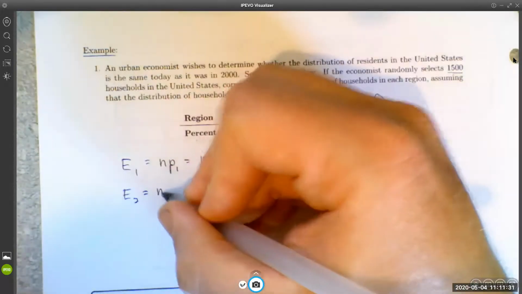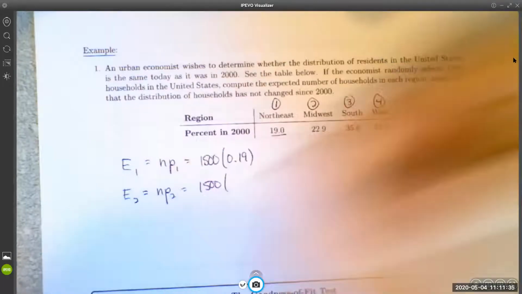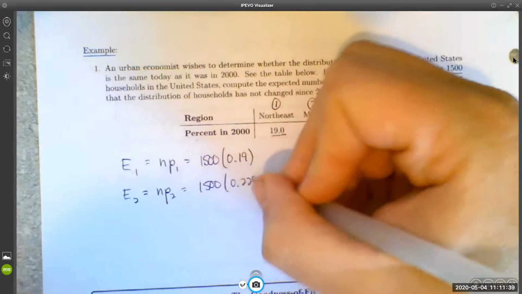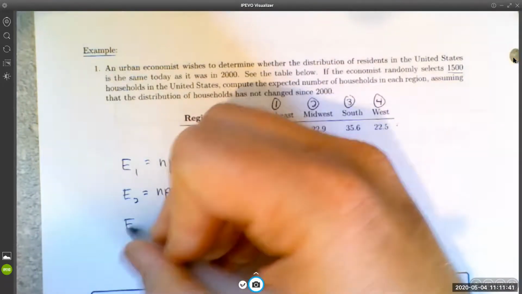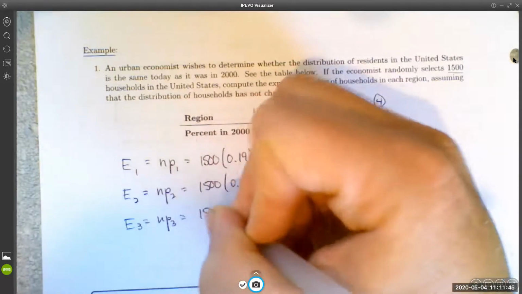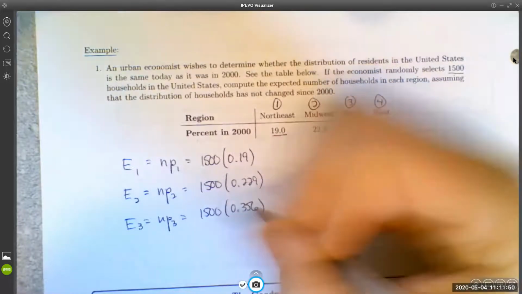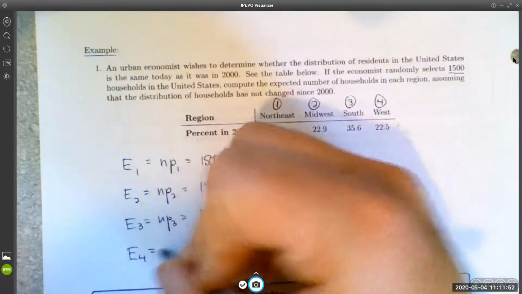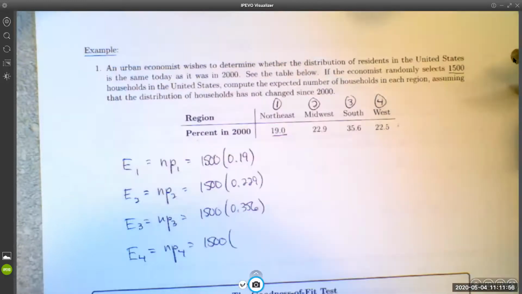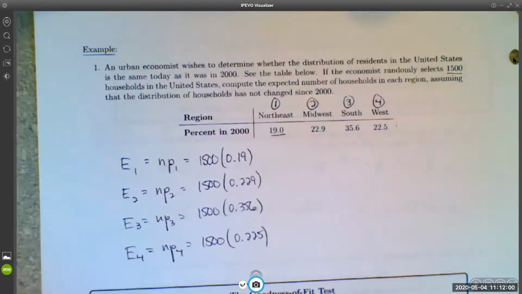E2 would be N times P2. So that's, again, 1,500, that's our sample size, but times the proportion of people who live in the Midwest, 0.229. E3, N times P3, 1,500 times 0.356. And E4, N times P4, 1,500 times 0.225. Okay, so let's see what those are.